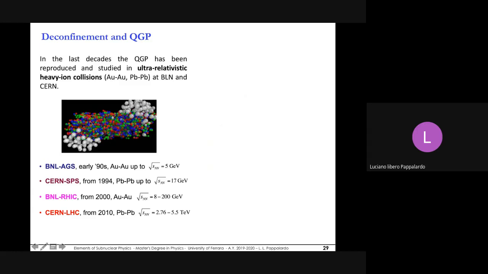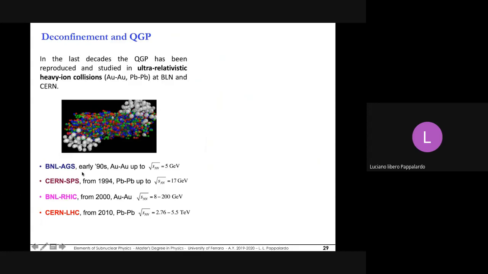So you see, when you collide now two of these heavy nuclei, there are hundreds and hundreds of nucleons that participate in the collision. And so there is a large volume in which the quark-gluon plasma can be created if the energy density is high enough, okay. Now, these are the main experiments that have been performed in the last 30 years.